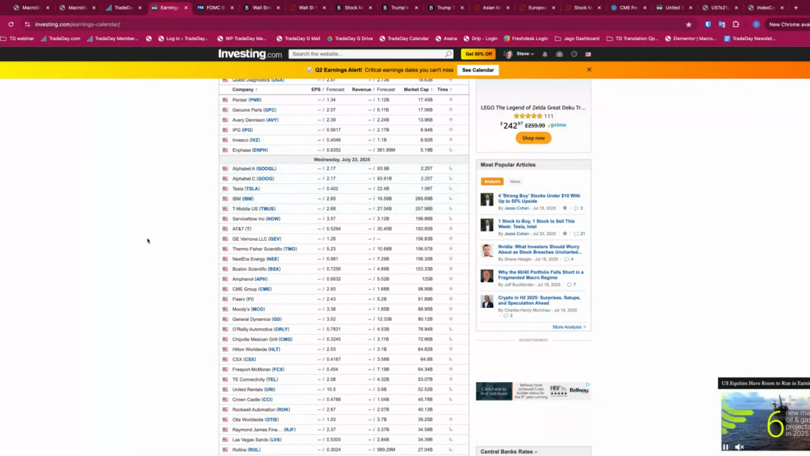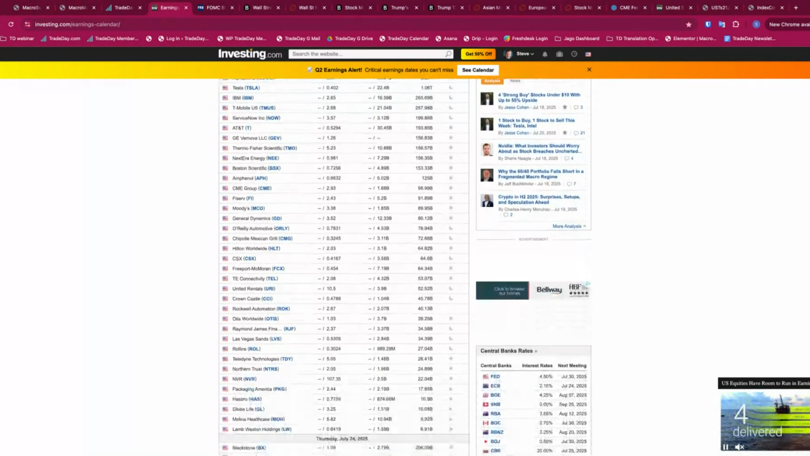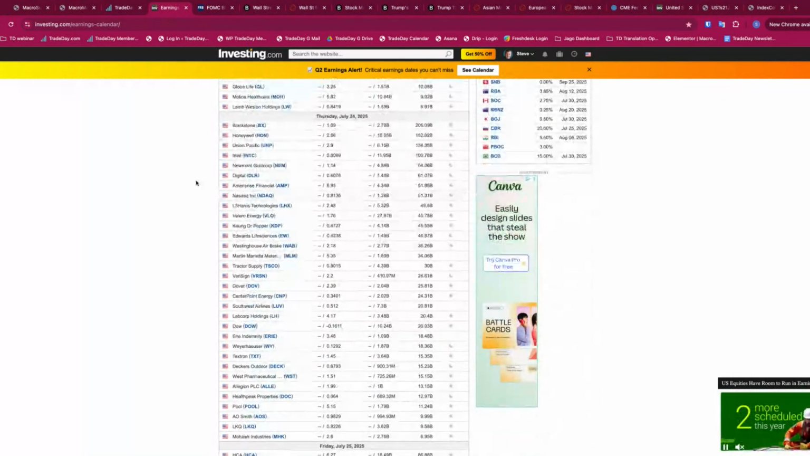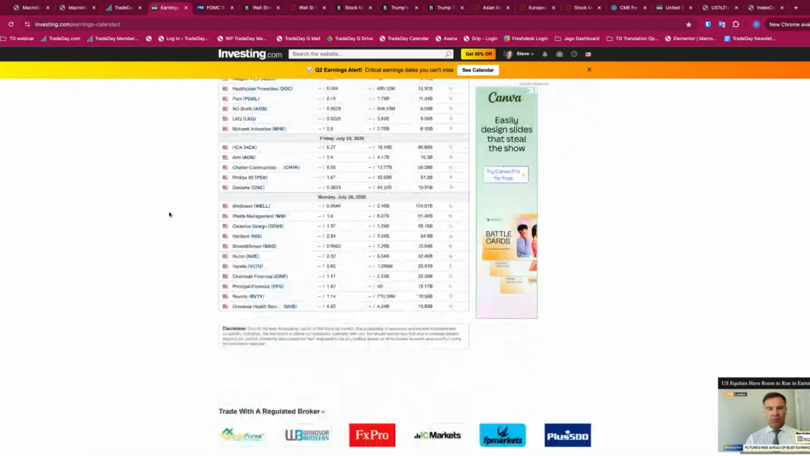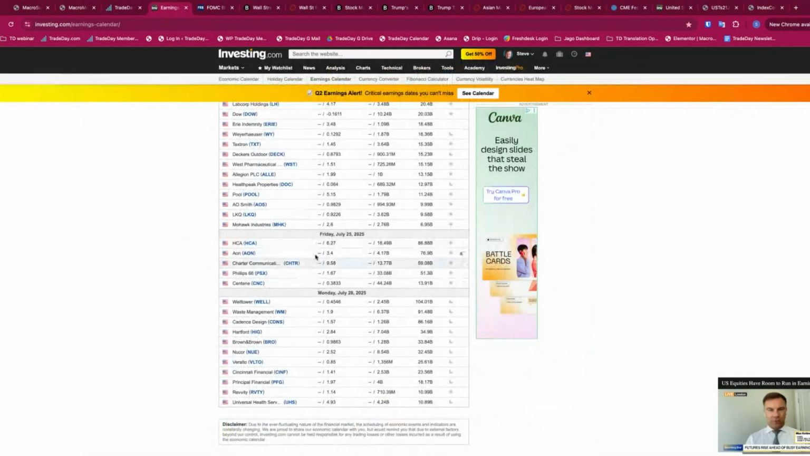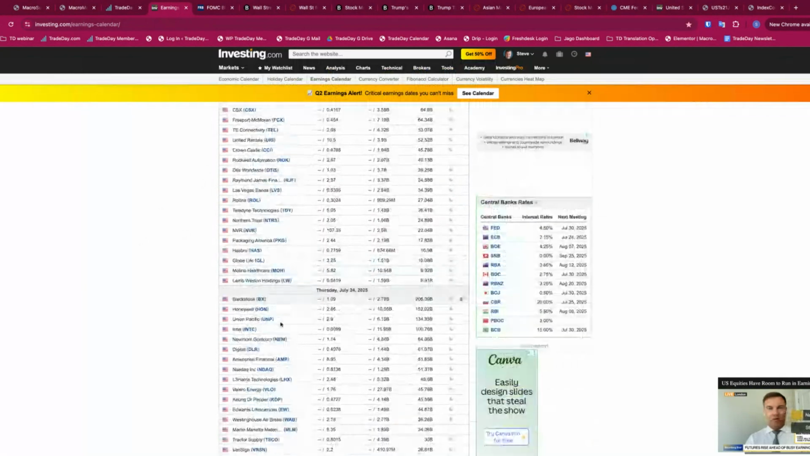IBM as well, potentially worth watching on Wednesday as well. And then again, it dries up a little bit. Blackstone, Honeywell, Intel's probably going to be more important to watch on Thursday. Again, that's after the bell. And then into the end of the week, Friday, it's fairly quiet. So really the focus is Wednesday, potentially into Thursday on the earnings side.